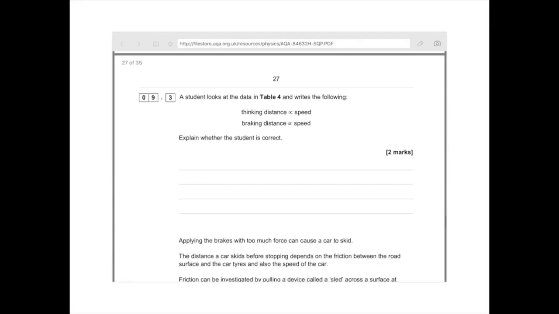The student looks at the data in Table 4 and writes the following. Thinking distance is proportional to speed, braking distance is proportional to speed. Explain whether the student is correct. No, they're not correct, because although when the speed increases, the thinking distance increases by the same factor, the braking distance does not. And then you want to show some numbers here. So you could say, for example, that increasing from 10 meters per second to 20 meters per second increases the thinking distance from 6 meters to 12 meters, but the braking distance increases from 6 meters to 24 meters.